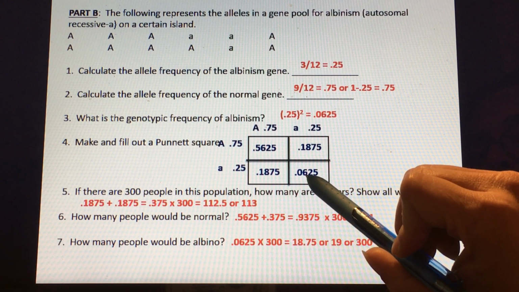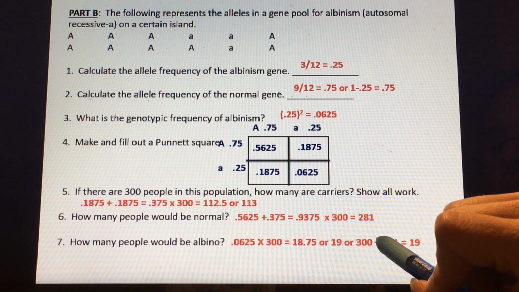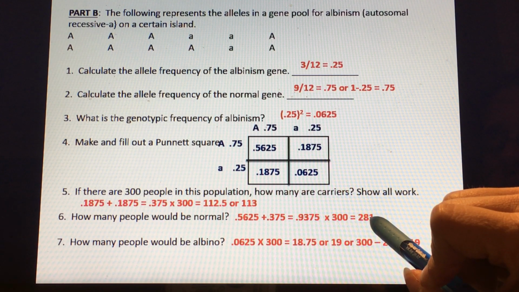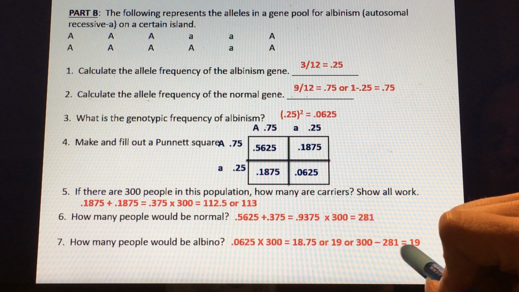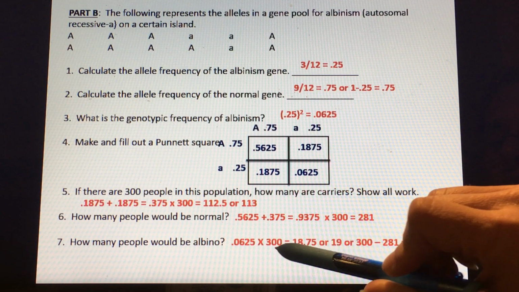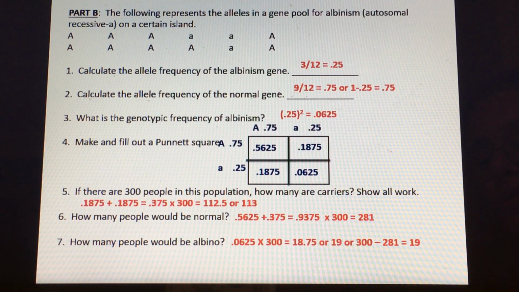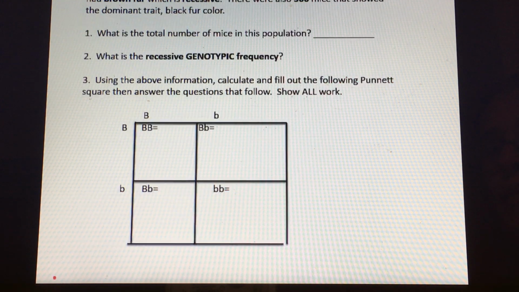Now, in terms of how many people would be albino, you would just take the homozygous recessive genotypic frequency and multiply it by 300. Or you can take the normal number that we had calculated previously and subtract it from 300, and you get 19 as well. So there are two different ways that you can get this answer. And it doesn't really matter which you use as long as you show your work.